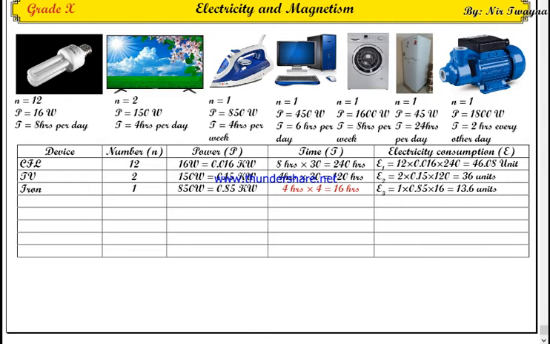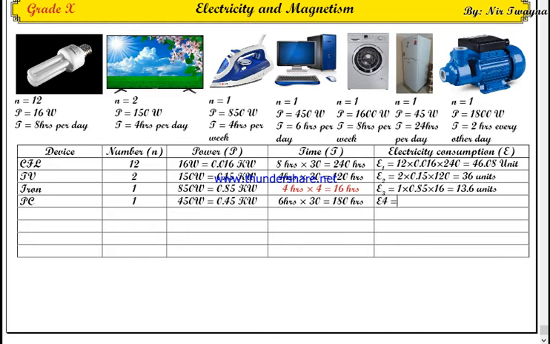Then you have PC. Quantity number 1, power 450 watt, convert it into kilowatt, you get 0.45 kilowatt. Don't forget to convert the power into kilowatt. Time is 6 hours per day, which means you have to multiply it by 30. So it will be 180 hours. 6 3s are 18, 180.